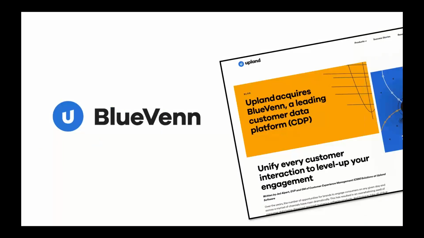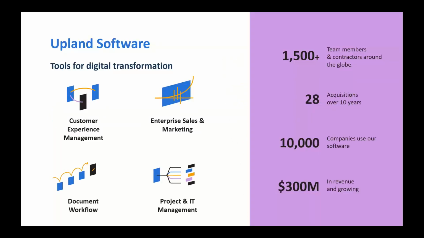Before we begin, I'd like to give a big shout out to the incredibly exciting announcement that came out last week: BlueVenn is now part of the Upland Software family. The Upland portfolio of products is used by a variety of businesses across a range of verticals, but the simplest way to understand the organization is that there are four key areas: customer experience management, enterprise sales and marketing, document workflow, and project and IT management.